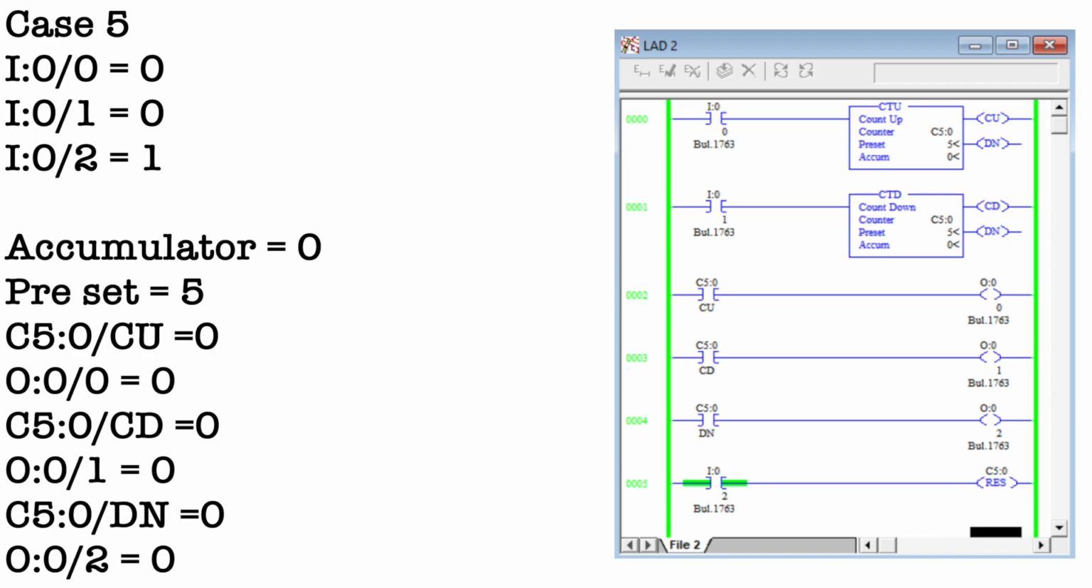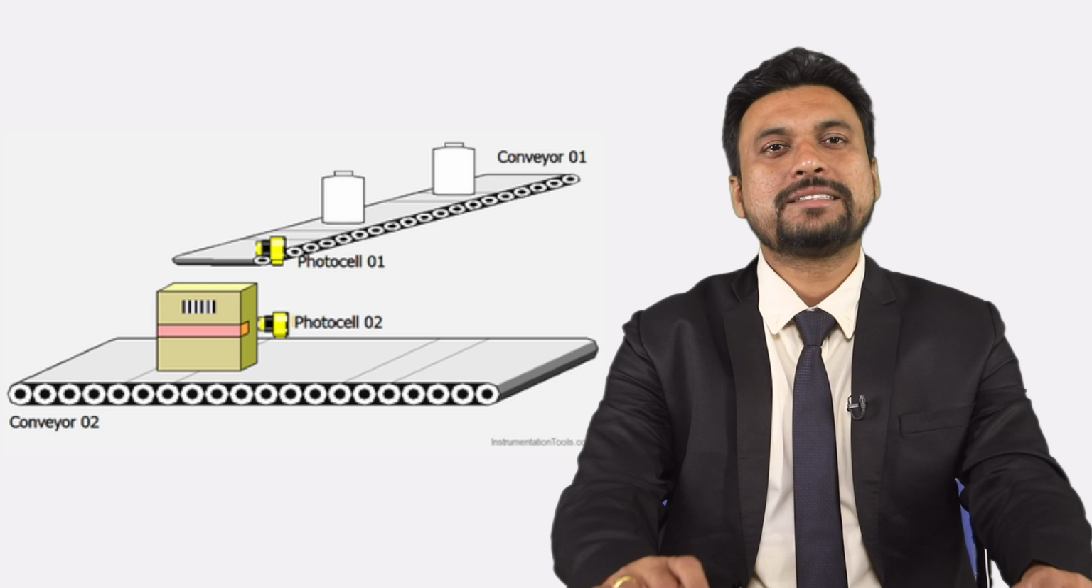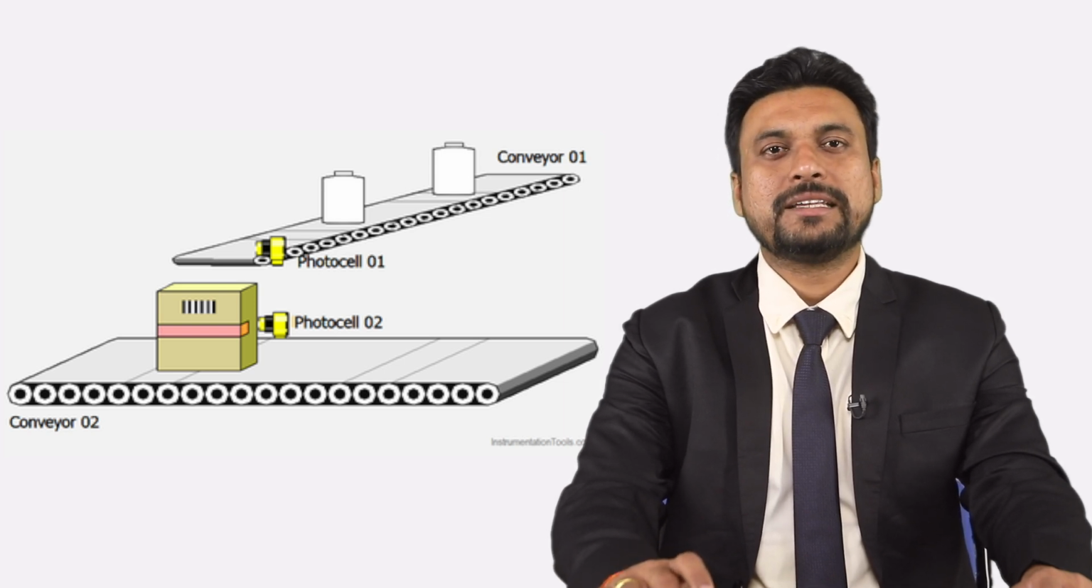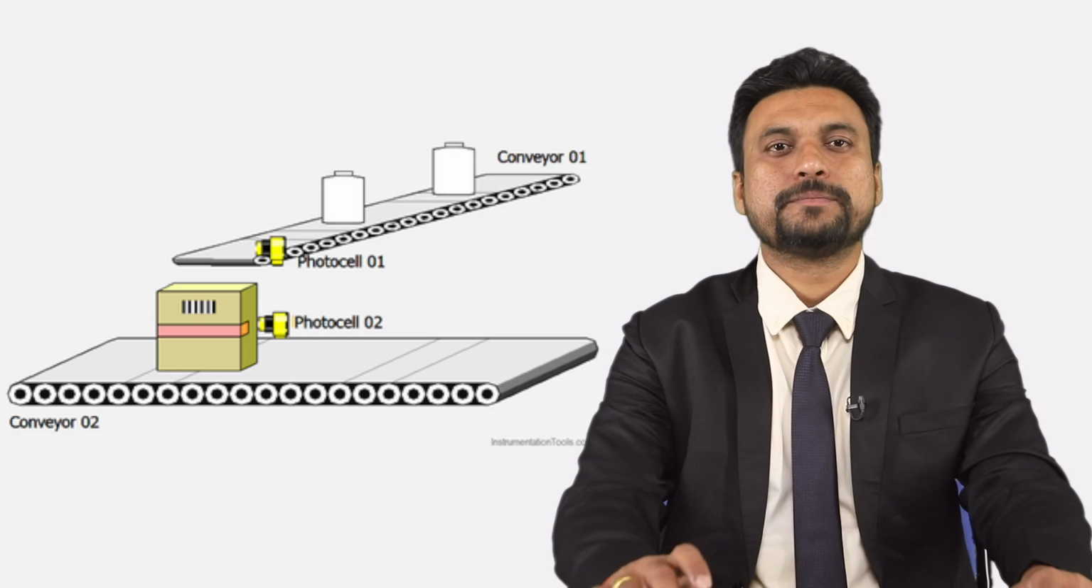So in this case, when the accumulator is reset, you can see here the CU bit goes 0, the CD bit goes 0 and the done bit goes 0. That's why the outputs connected to these bits also go 0. That's why all the outputs go low, right? I think you understand the operations of up counters and down counters, right?